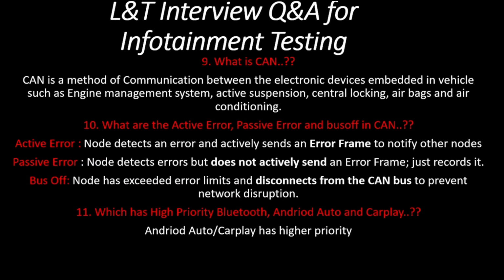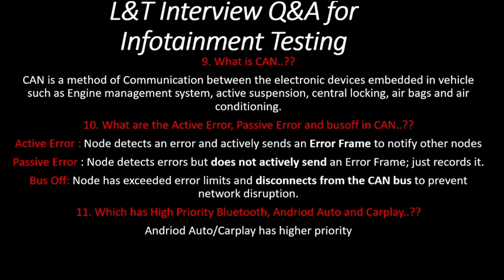What is CAN? CAN is a method of communication between the electronic devices embedded in vehicles such as engine management system, active suspension, central locking, airbags, and air conditioning. I have explained CAN in depth in my last video. Please have a look at it.